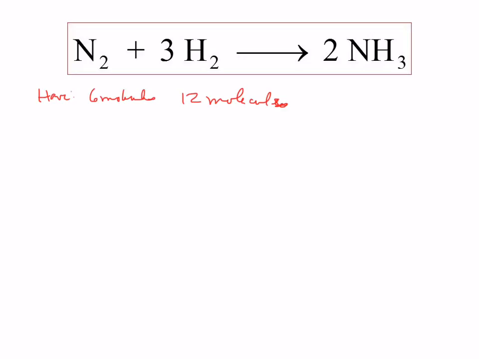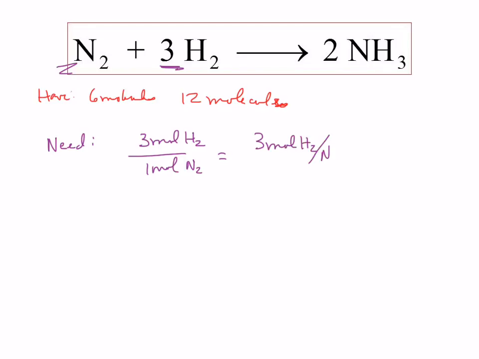And so let's just, for kicks, walk through how I like to do these things. I come up with what I call a need ratio and a have ratio. Now, I like numbers that are larger than 1, so I usually pick the one that's greater. So the need ratio comes from the balanced equation. Do you see that we need 3 moles of H2 for every 1 mole of N2? So that means we have a ratio of 3 moles H2 to N2. That's what we need.